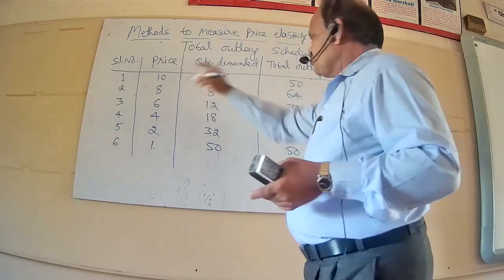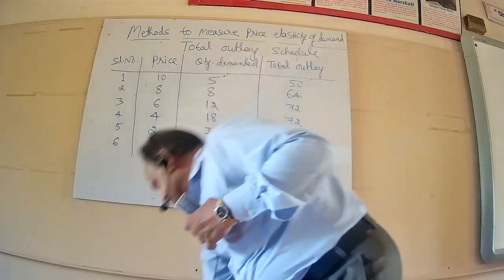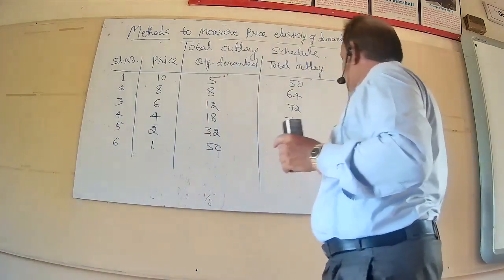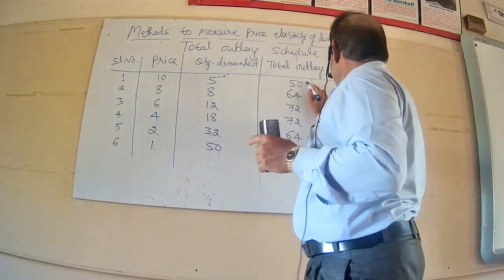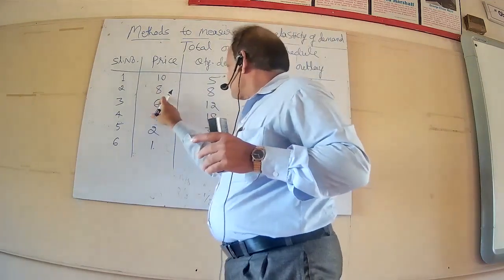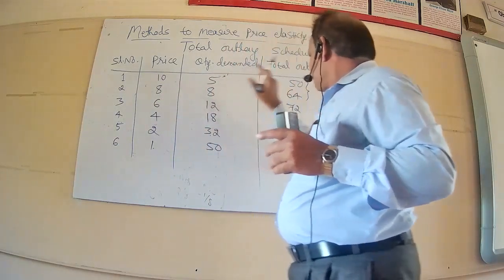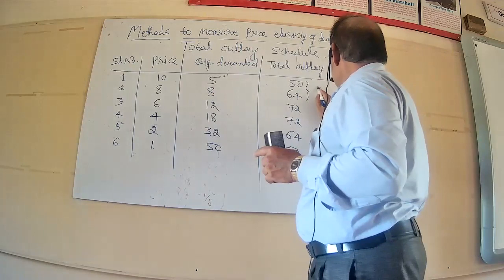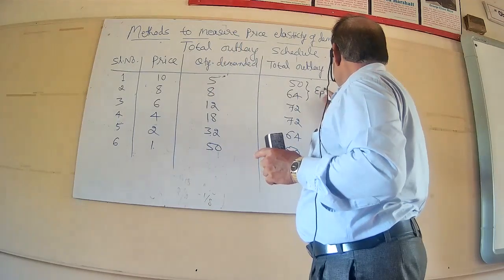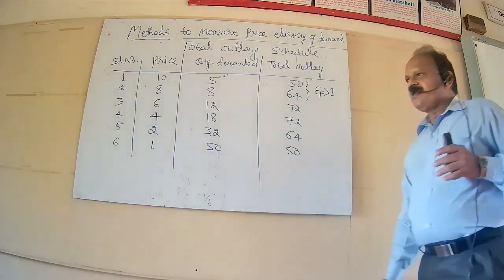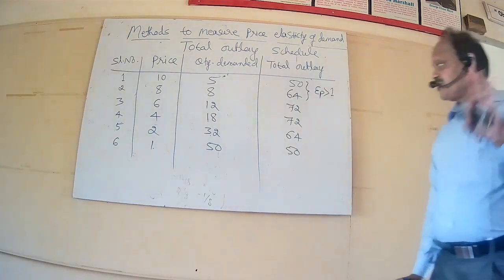So have the first two serial numbers, 1 and 2. Total outlay made on that commodity is increasing as the price of a commodity falls. Quantity demanded extends, but total outlay made on that commodity is increasing. Therefore, value of EP is greater than 1 in this case. It means relatively elastic demand type.